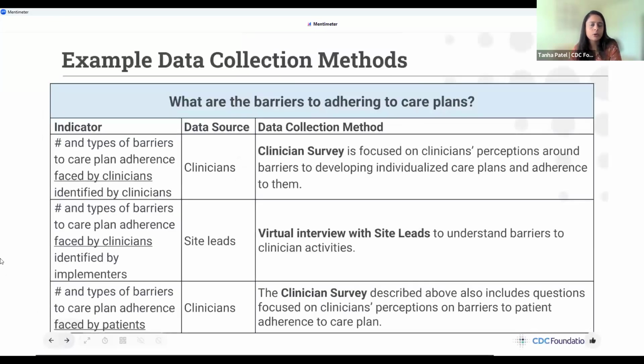So looking at what we came up with, we thought it would be best to do a clinician survey. And the survey would capture both the number and types of barriers and the number and types of barriers by patients. So hearing from clinicians from their perspective and also what they're seeing patients are having struggles with. And then for the site leads, because the earlier indicators also had virtual interviews, you want to make sure that you don't keep interviewing the site lead. So in the same interview, you can probably ask about barriers that they're noticing as well.